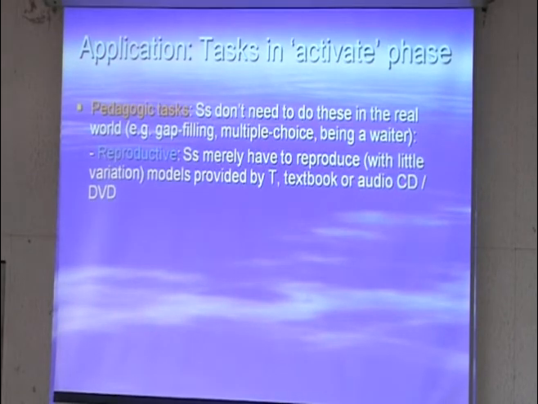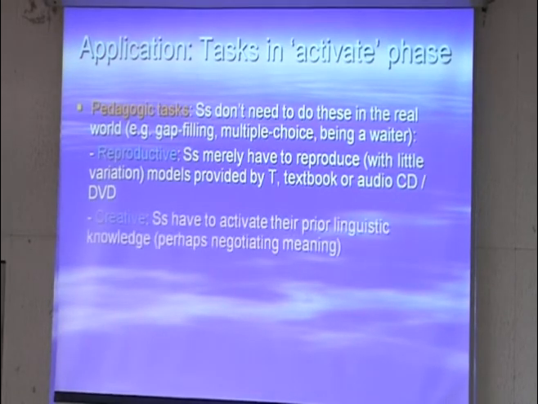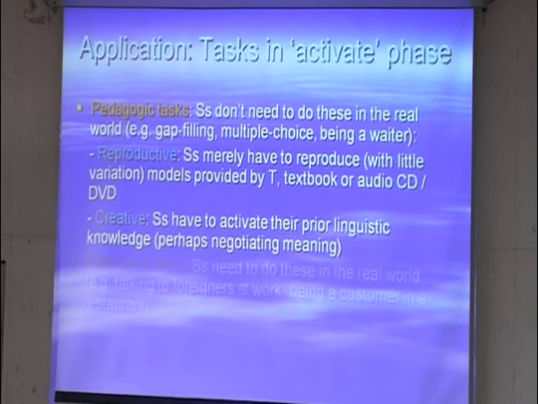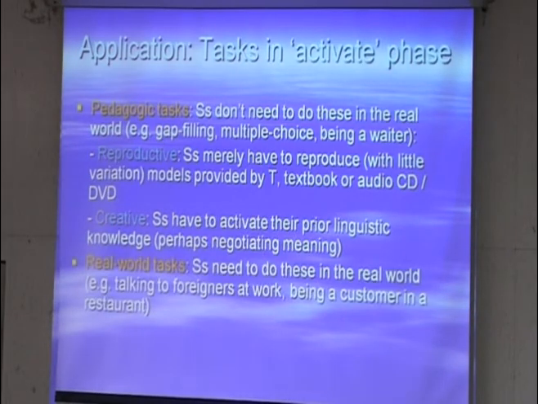Pedagogic tasks are divided into two different types. One is the very reproductive type, where students merely have to reproduce with little variation models provided by the teacher, the textbook, or some kind of audio material. Creative pedagogic tasks are where the students have to activate their prior linguistic knowledge, perhaps negotiating meaning. So those are pedagogic tasks, and then on the other side of this spectrum are real-world tasks. Students need to do these in the real world.